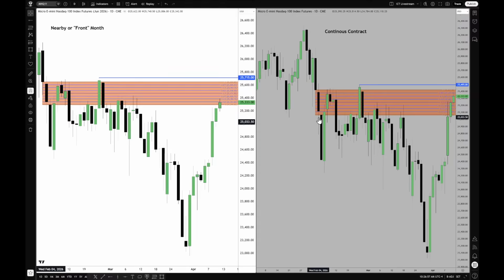Okay, so what I was doing was I was looking at the breaker, and then after the breaker was pierced, how did that price action book? Was it just simply one single candle going down?